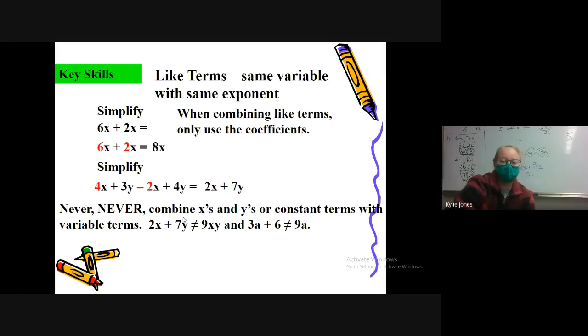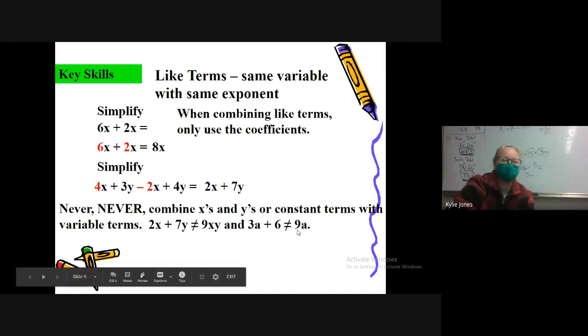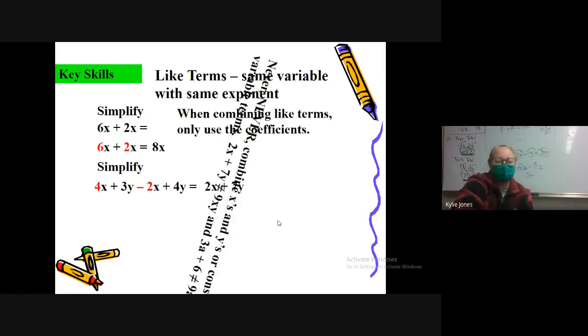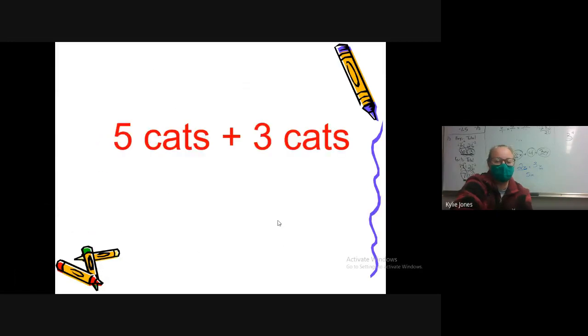And then that other example there says 3a plus 6. You cannot add together 3 plus 6 and get 9 and then just throw the a at the end because there's no a on the 6. Okay? All right. Well, they really wanted to emphasize that.